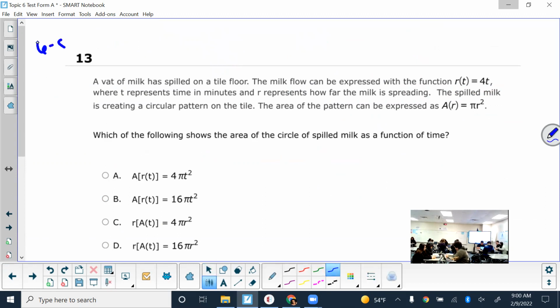So it wasn't just random. It was from those functions within a function. So we have a vat of milk has spilled on a tile floor. The milk flow can be expressed with this function, R of t, where t represents time in minutes and r represents how far the milk is spreading. The spilled milk is creating a circular pattern on the tile. The area of the pattern can be described as this function, A of r. And then it wants to know which function shows the area of the spilled milk as a function of time. So lots of words there, but just look at the two functions. What do they have in common?